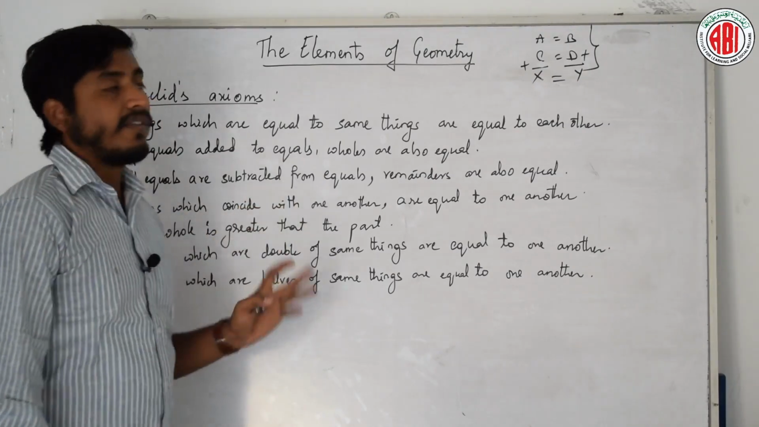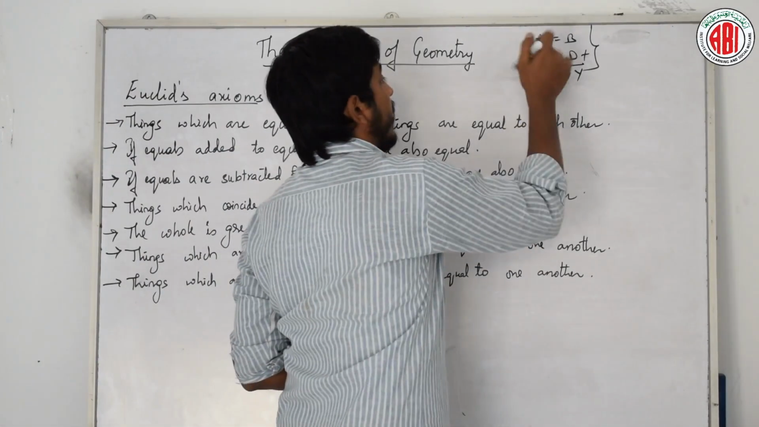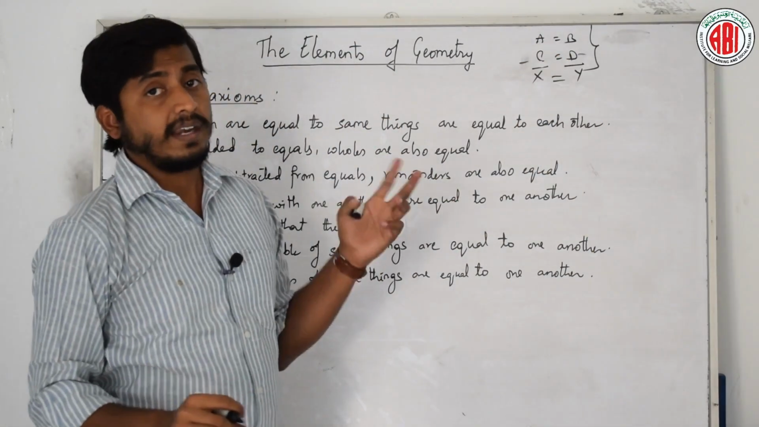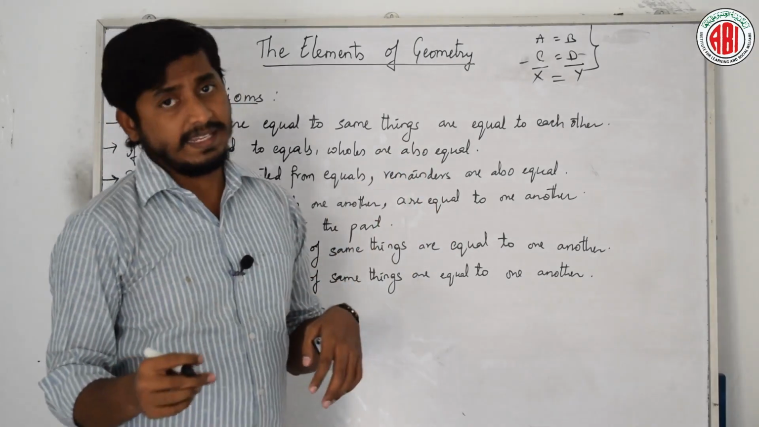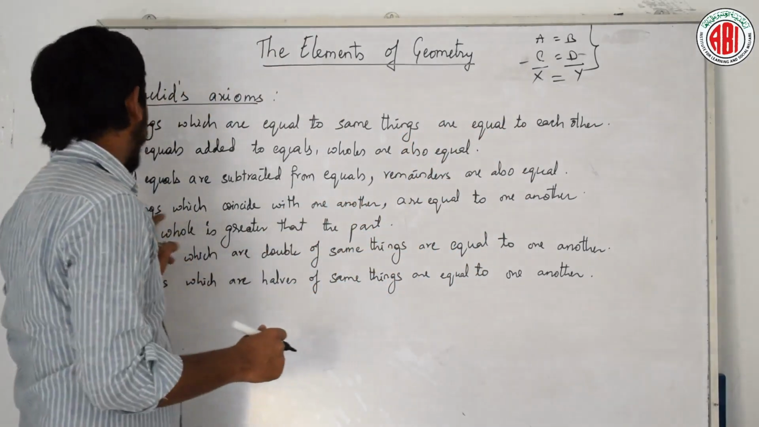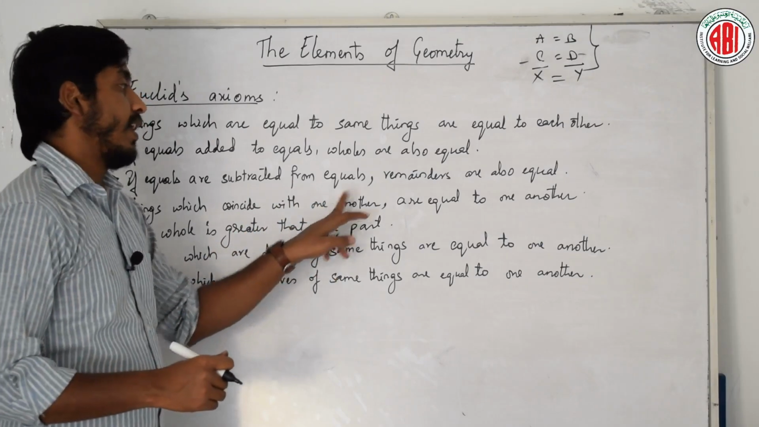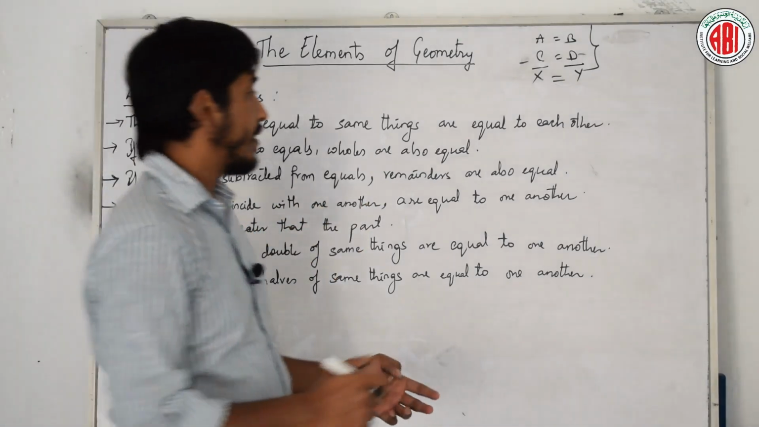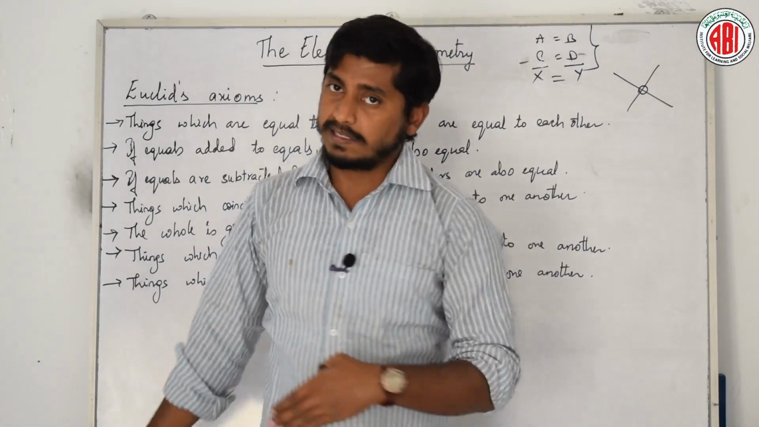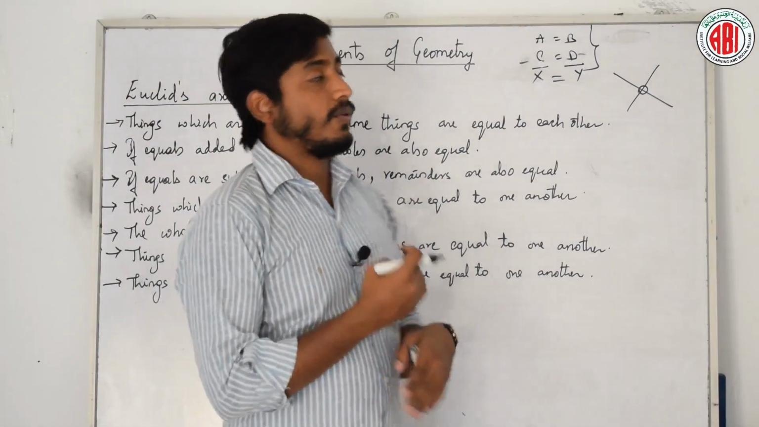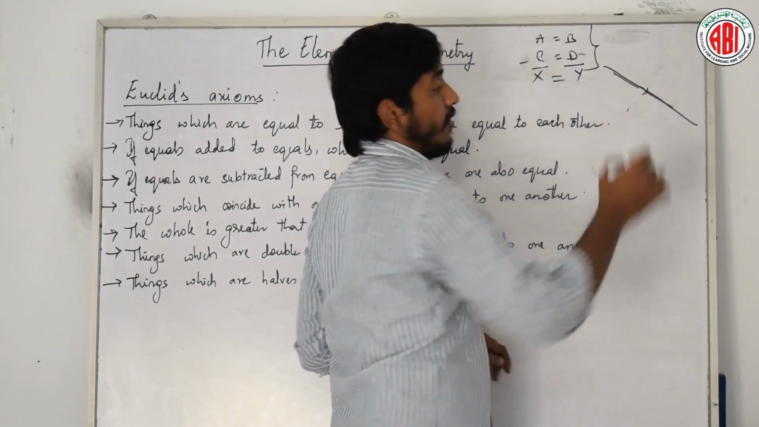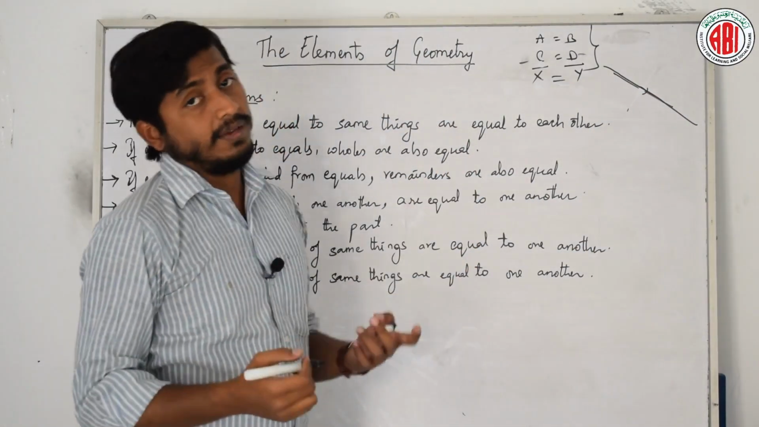See this next. If equals are subtracted from equals, say A minus C is something X and B minus C is something Y, obviously both remainders are also equal. Is it clear? Or you can say remainder or difference or whatever. Clear? Fine. Things which coincide with each other are equal to one another. Coincident means, for example, these both meet at this particular point. This line passes through this point, this line also passes through this point. If one line passes onto another, obviously both the lines are equal.